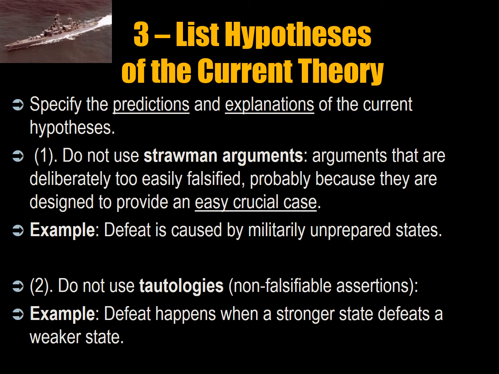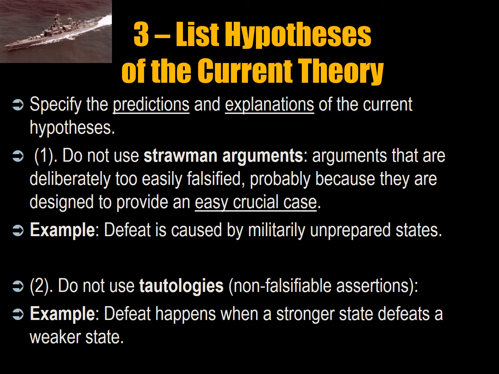The third element of a theory is to list the hypotheses that were discovered while you were looking at the lit review. So here we were looking at the current theories, and there are two aspects of the current theories that we're interested in. We're interested in the predictions and the explanations. A prediction is an if-then statement. If these conditions hold, then that outcome is going to occur. It's important to have predictions for a theory because otherwise we don't know what it's saying. And we want the predictions to be precise and measurable.